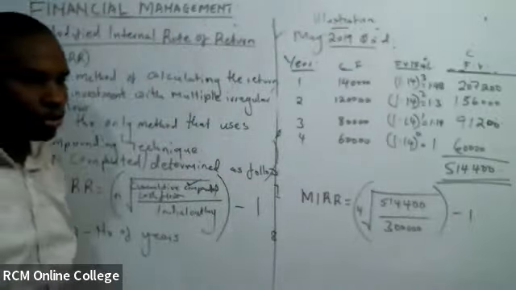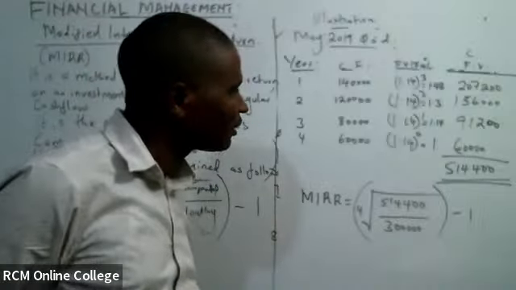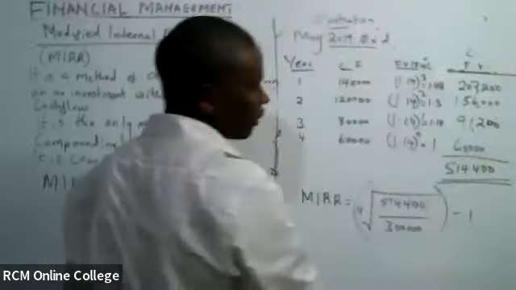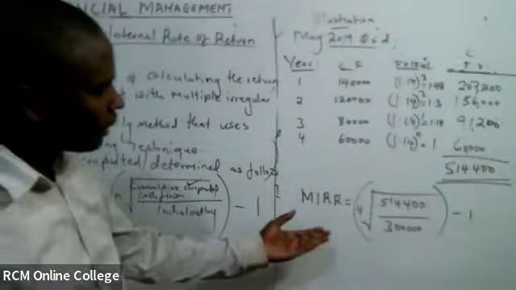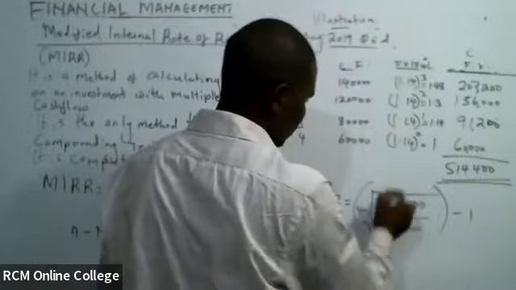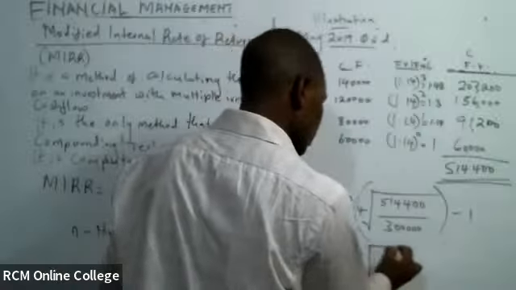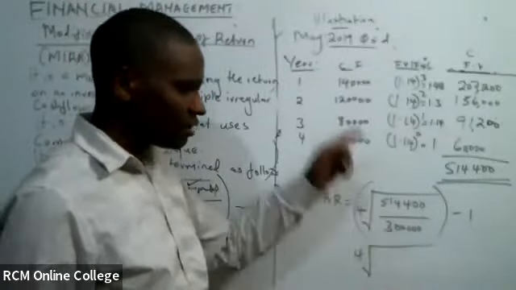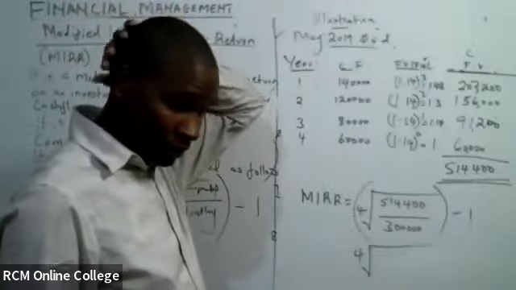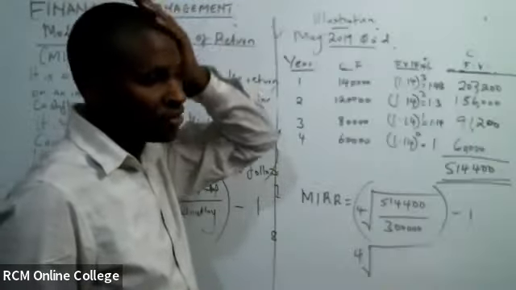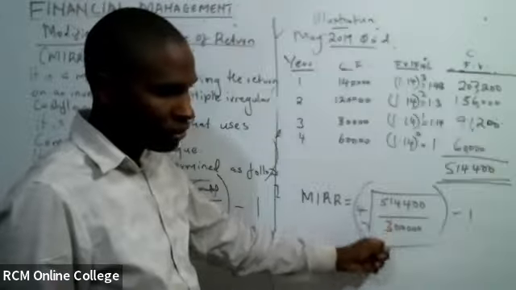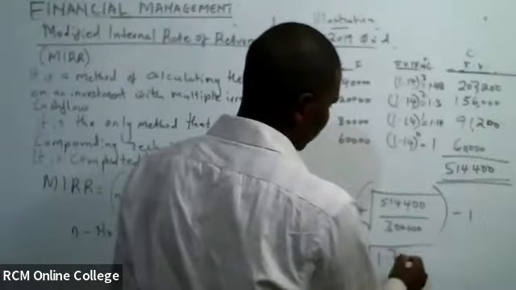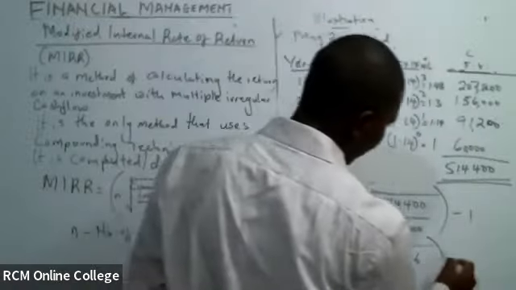So people should remember the fourth root. Just add properly. This is 207, this is already 156,000, this is 91. Add carefully there. Now, first inside the bracket, 514,400 divided by 300,000. How much is it? 4 decimal places is fine. It is 1.7146. Then find the fourth root of that and subtract 1.